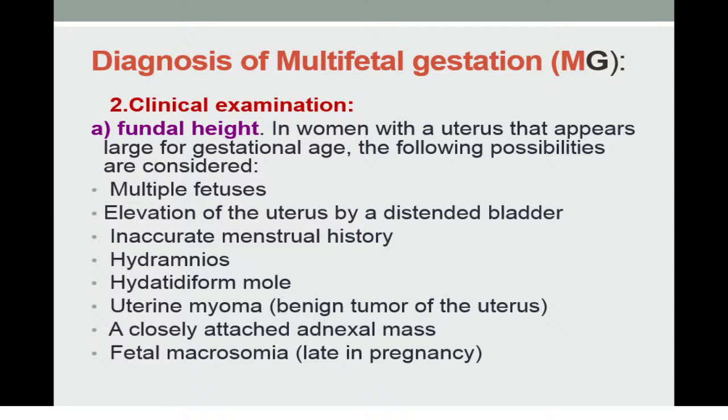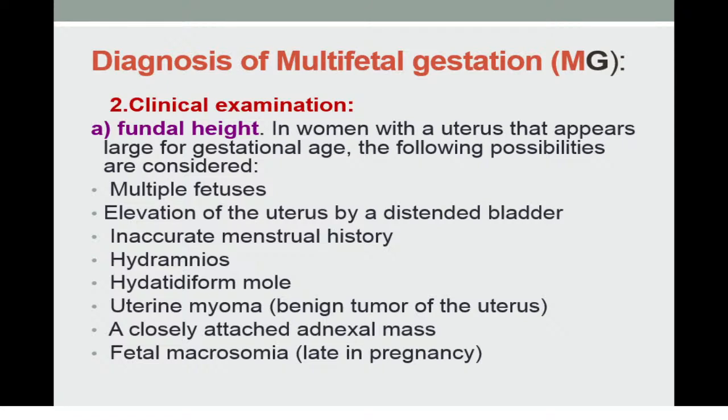That's why when we are trying to make any external or internal obstetrical exam, we are asking our patient to empty the bladder. Inaccurate menstrual history, hydramnios, hereditary malnutrition, uterine myoma, a benign tumor of the uterus. It wasn't verified before pregnancy, but that leads to the uterus becoming larger for gestational age during the pregnancy and may be verified firstly during the pregnancy.